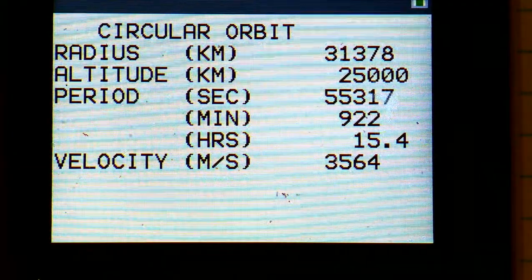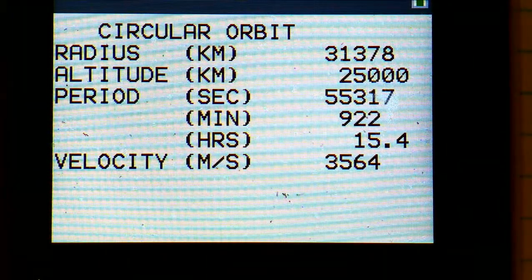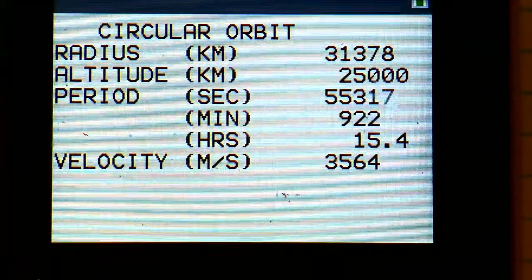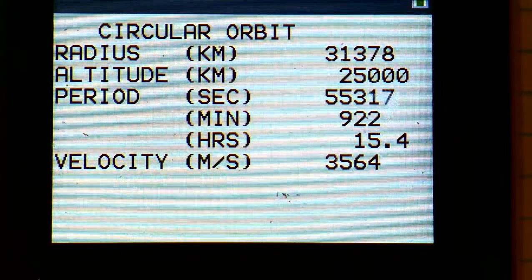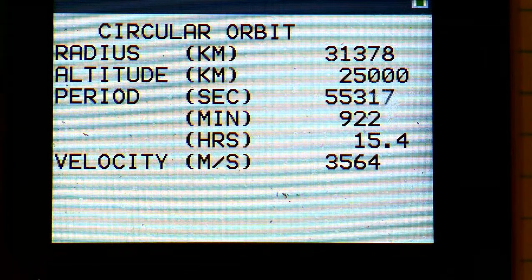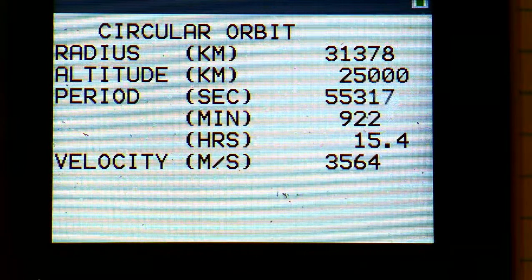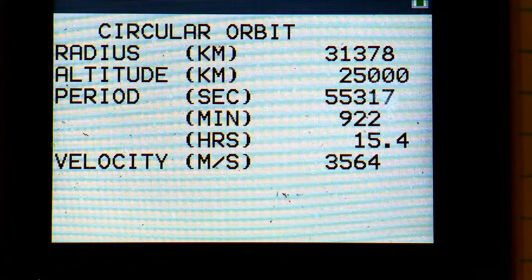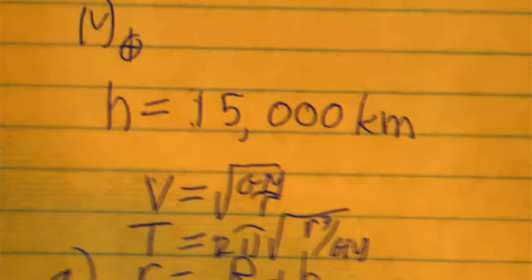A satellite orbiting the Earth at an altitude of 25,000 kilometers above the surface would have an orbital radius of 31,378 kilometers, a period of a little over 15 hours, which is 55,317 seconds, and an orbital speed of 3,564 meters per second. More than half a mile. Oh, what is that? More than 2 miles per second orbiting the Earth. All right, so let's quit and say this concludes my educational program for today.